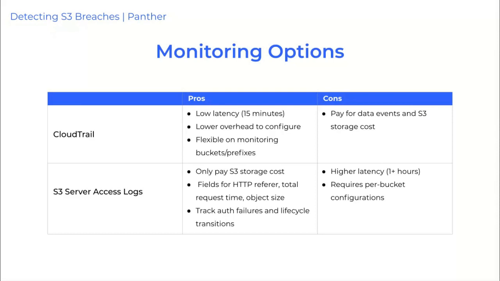And then additionally, you get a more detailed log. So this is more of a web style, HTTP style log. So you can see the referrers, you can see the total request time, the object size, and then you can craft slightly different rules on this data than you could with CloudTrail. You can also see authentication failures, transitions into Glacier, and other S3 storage types. The disadvantage here, though, is that it takes a little bit longer for us to get this log data, and the configuration is a little bit more involved.